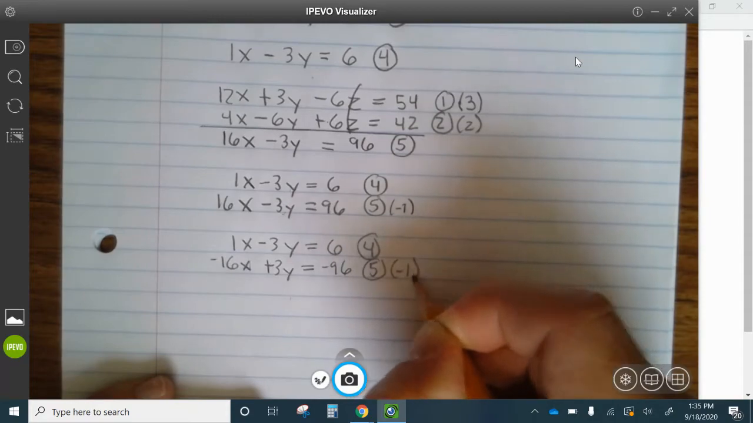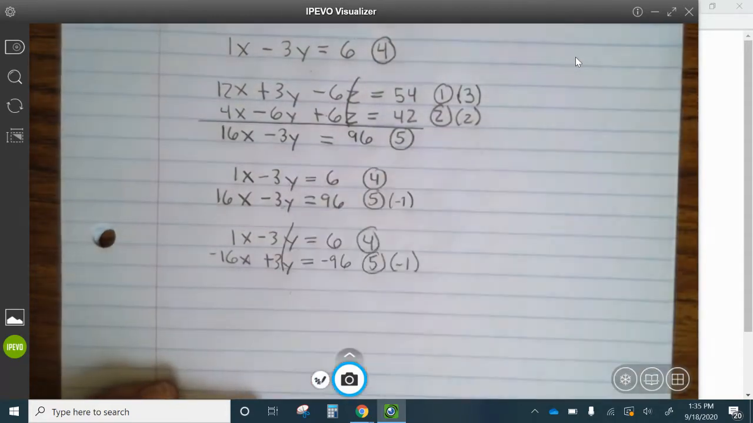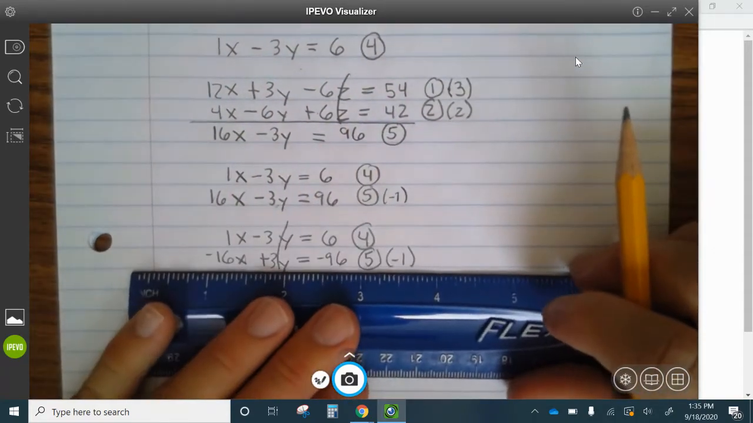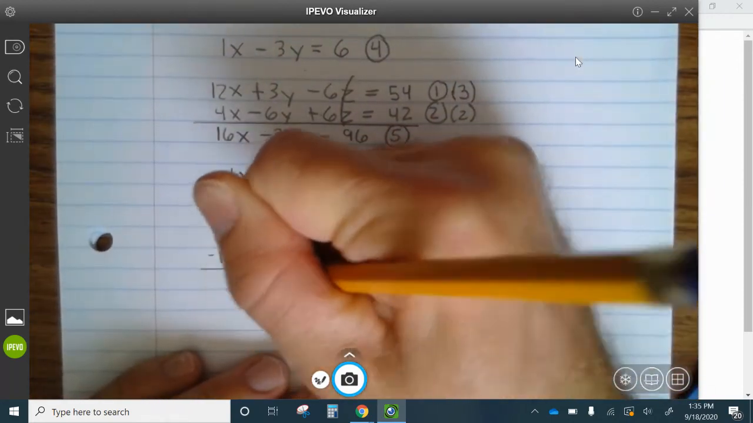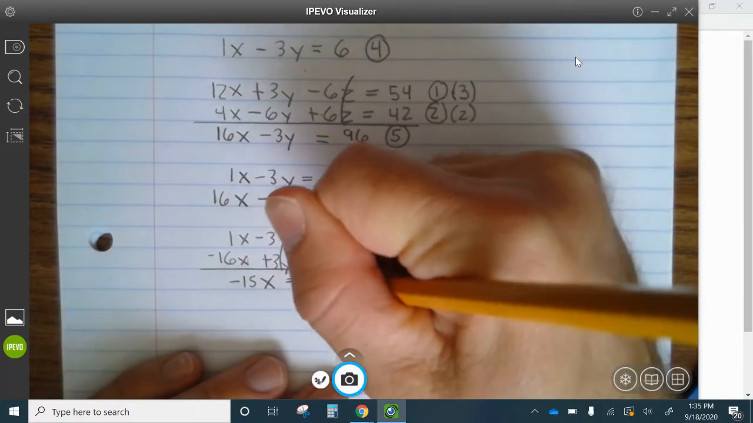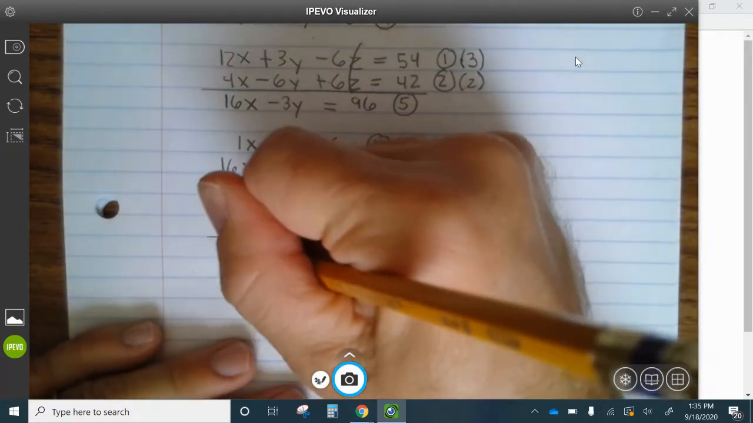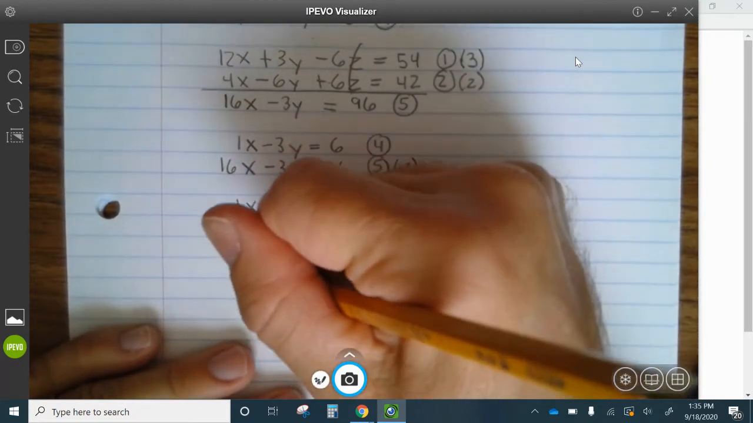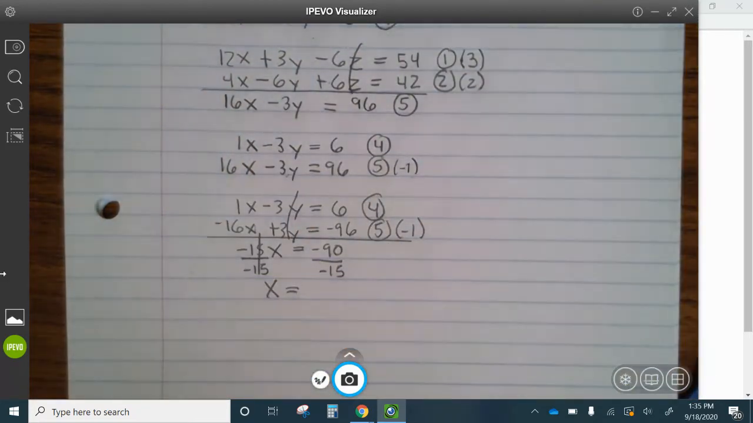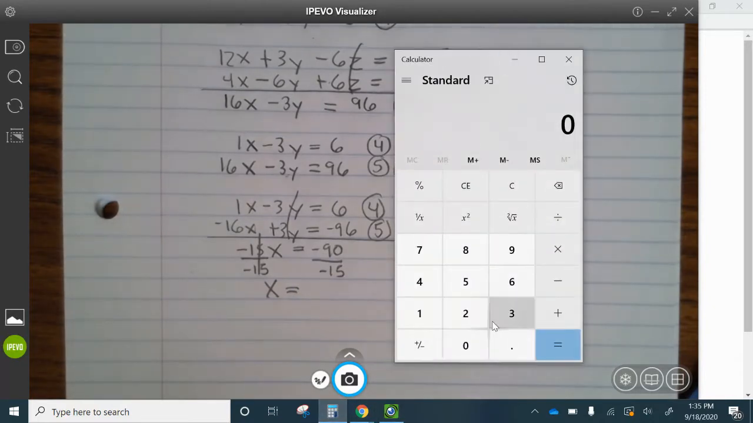So the y's cancel. You're left with negative 15x equals negative 90. Divide both sides by negative 15. That's 1, so x equals, and we can use our calculator. So let's see, negative, or 90 divided by negative 15 is 6. So x equals 6.